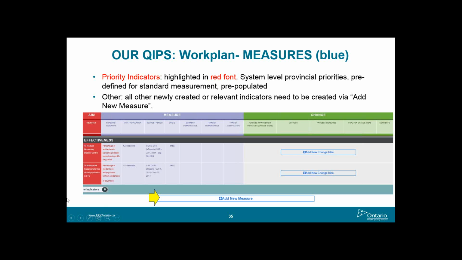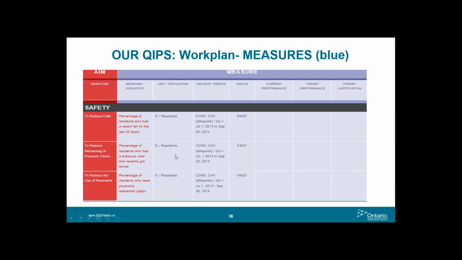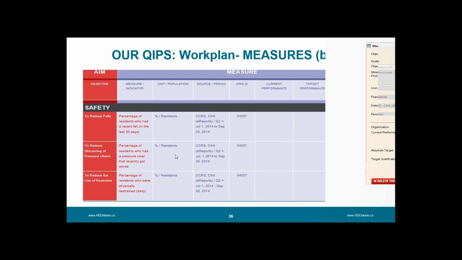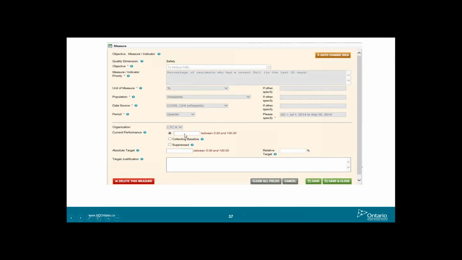So when you click on any of the blue section here, it will bring you to this section, and then you will get your pop-up screen. If you're working on the indicator as outlined in the indicator technical specification document, the grayed out areas will have the actual unit of measure, the population, the reporting period, the data source, and all of that will be pre-populated, and you can't change it. You can't override any of that information.